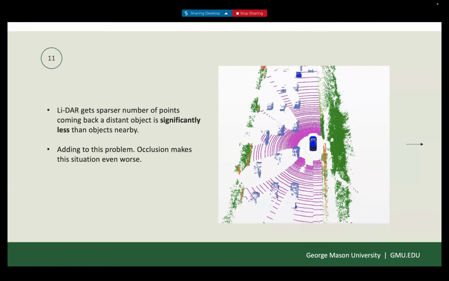This is the inherent nature of light: it disperses in a spherical manner, completely outward. And even the occlusion makes it worse. If you see there's a car over here, there are very few points coming back from it, right?